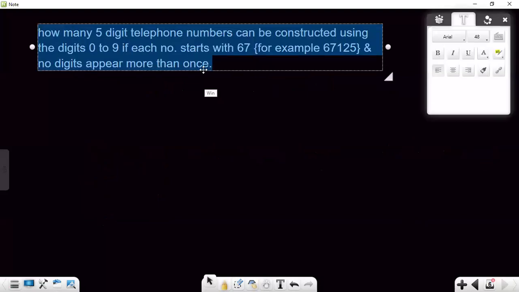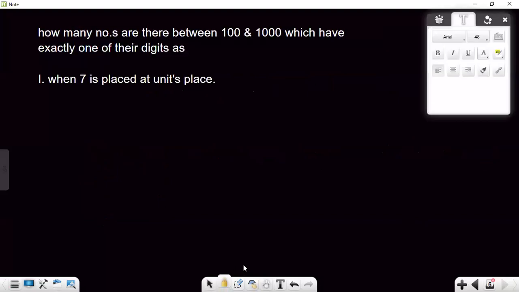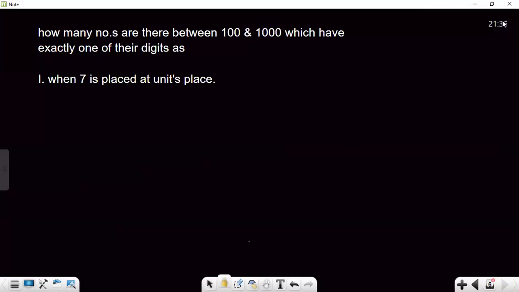Now let's discuss one more question. How many numbers are there between 100 and 1000, where 100 and 1000 are not included, which have exactly one of their digits as 7? So first let's understand the parent question.